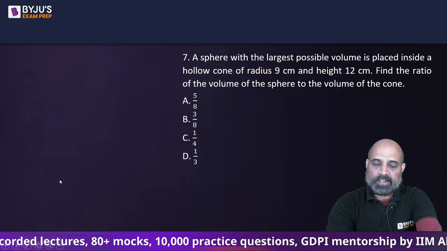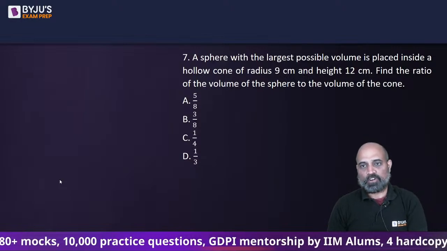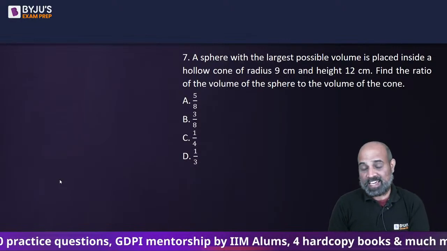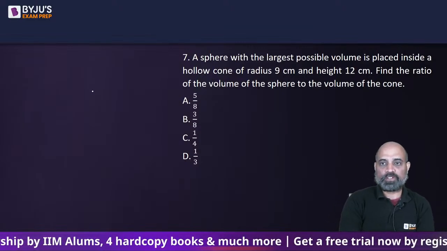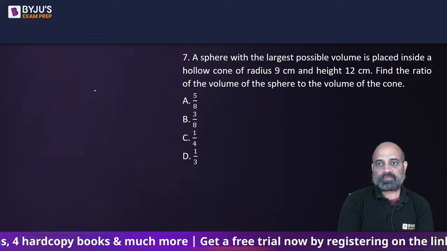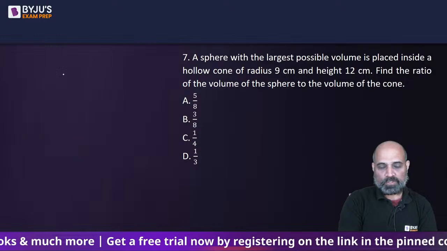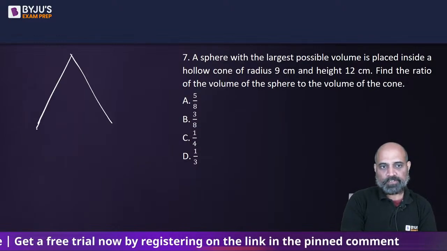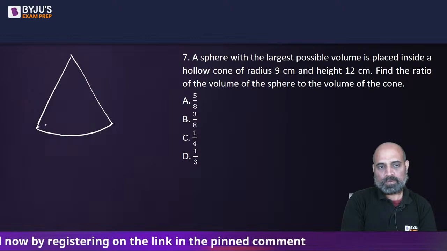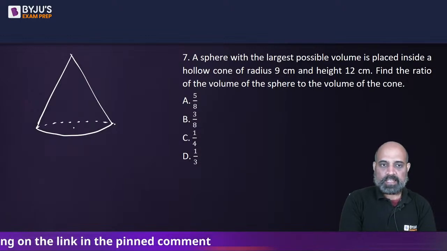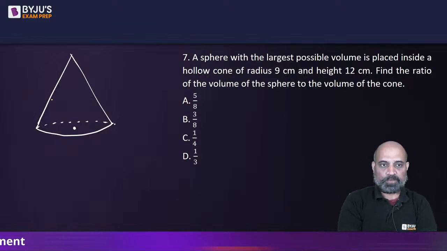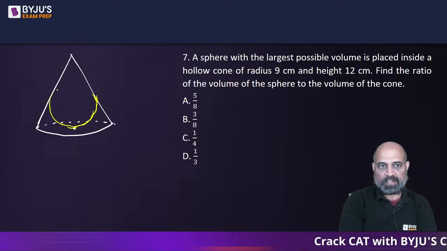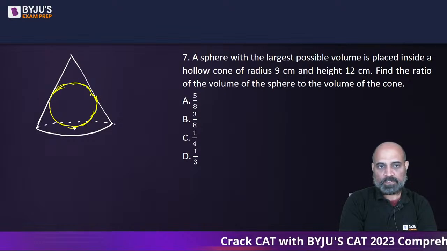Okay. Next question. A sphere with the largest possible volume is placed inside a hollow cone of radius 9 centimeter and height 12 centimeter. Find the ratio of the volume of the sphere to the volume of the cone. So we need a hollow cone. So suppose this is the hollow cone that we have. And inside this cone, a sphere of largest possible volume is placed. So it should be touching the base as well as it should be touching the slant heights, right? A sphere is going to look like this.